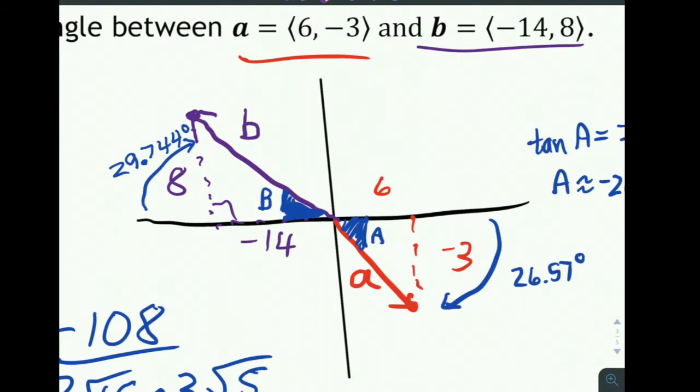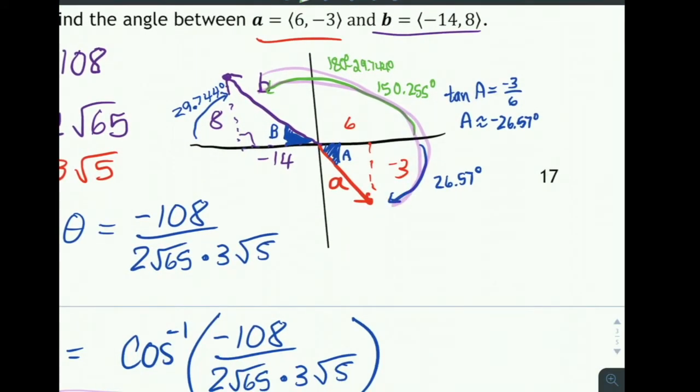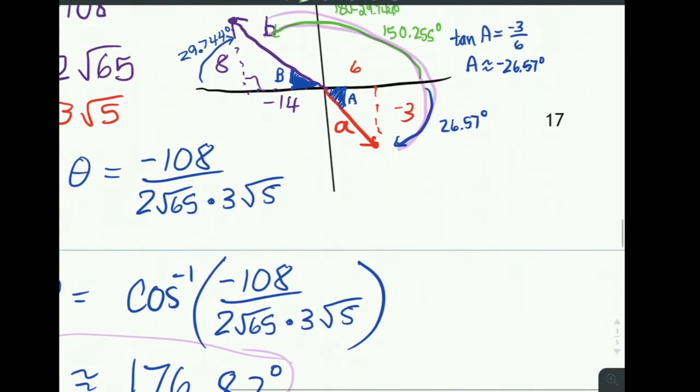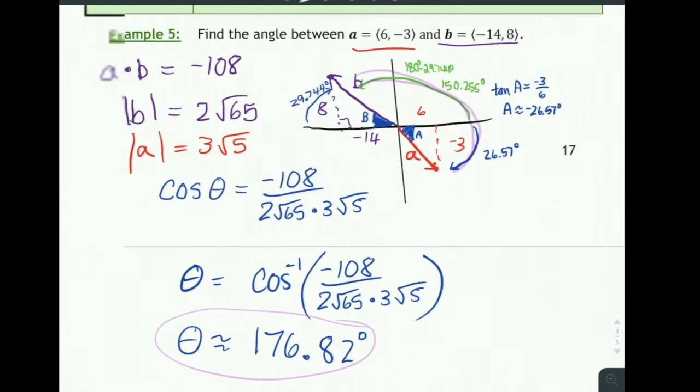So to figure out this angle so that I have my total, that angle is 180 minus your 29.744 degrees, which gets you 150.255 degrees. If you put those together, add them up to get the total angle between those two, you also get the same value that we just got, 176.82 degrees. So it's totally up to you which way you prefer to do these.